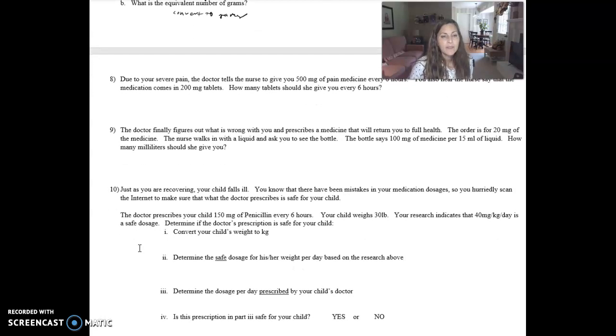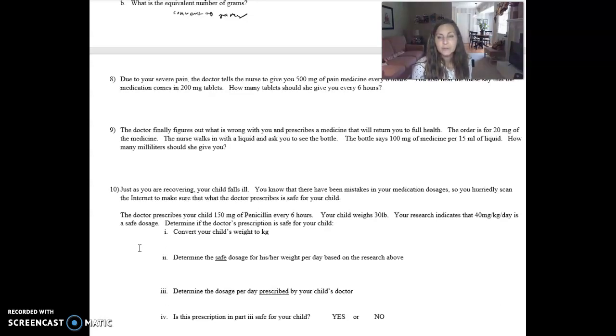Okay, number 9. The doctor finally figures out what is wrong. The orders for 20 milligrams of medicine. The nurse walks in with a liquid and asks to see the bottle. I need to correct that. There's a typo right there. But you ask the nurse to see the bottle, basically.